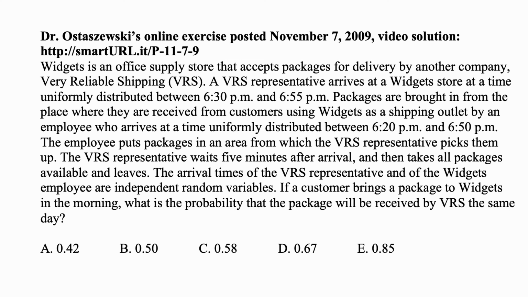Here's the problem for today for exam P on probability. Widgets is an office supply store that accepts packages for delivery by another company, Very Reliable Shipping, VRS. A VRS representative arrives at the Widgets store at a time uniformly distributed between 6:30 p.m. and 6:55 p.m. Packages are brought in from the place where they are received from customers using Widgets as a shipping outlet by an employee who arrives at a time uniformly distributed between 6:20 and 6:50 p.m. The employee puts packages in an area from which the VRS representative picks them up. The VRS representative waits 5 minutes after arrival and then takes all packages available and leaves. The arrival times of the VRS representative and the Widgets employee are independent random variables.